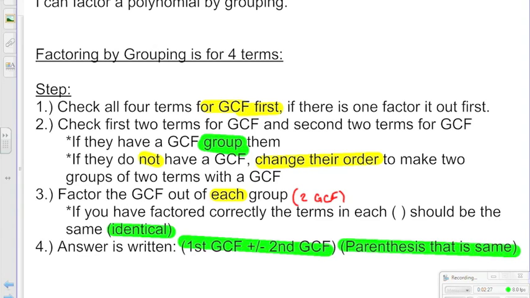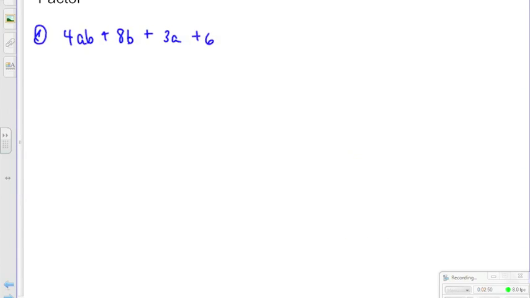So in GCF, we only had one parenthesis. In grouping, our answer has 2. It'll be 2 binomials. So let's put these steps to work. Let's see an example. Example 1 gives us 4ab plus 8b plus 3a plus 6.